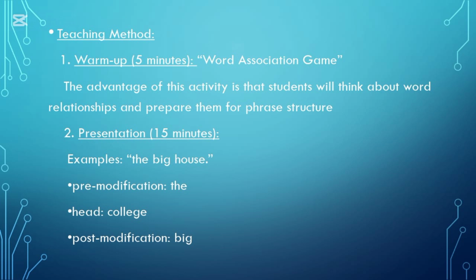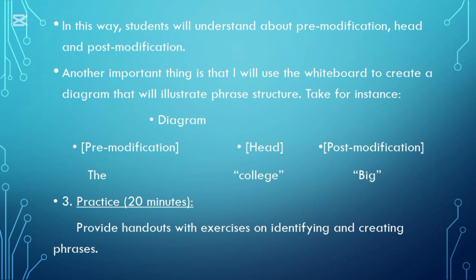And big is also a pre-modification. So there are three components in a phrase structure. The first is pre-modification, the second is head, and the third is post-modification. These are the components of a phrase structure. In this way, the students will clearly come to know what is pre-modification, what is head, and what is post-modification.